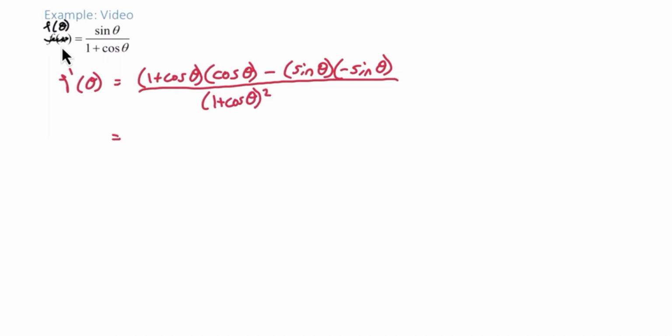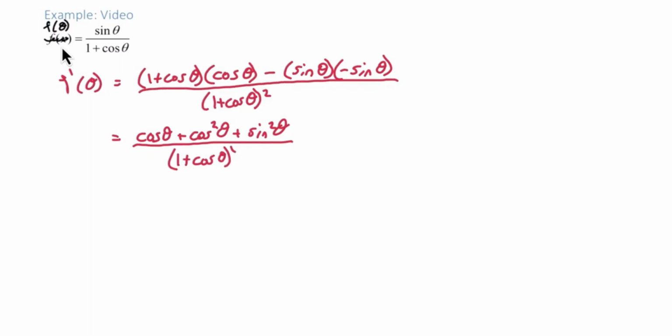From here, we can clean up the numerator. We get cosine theta plus cosine squared theta plus sine squared theta, all over the denominator. We'll just leave that as it is for now.